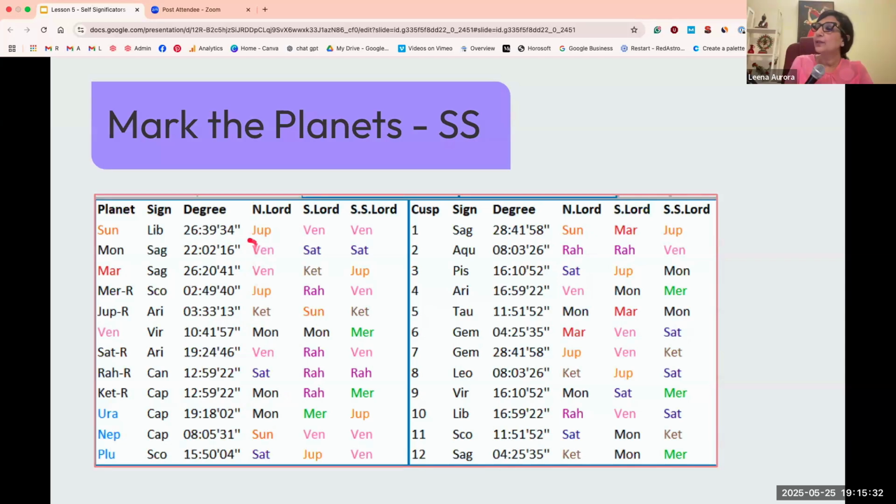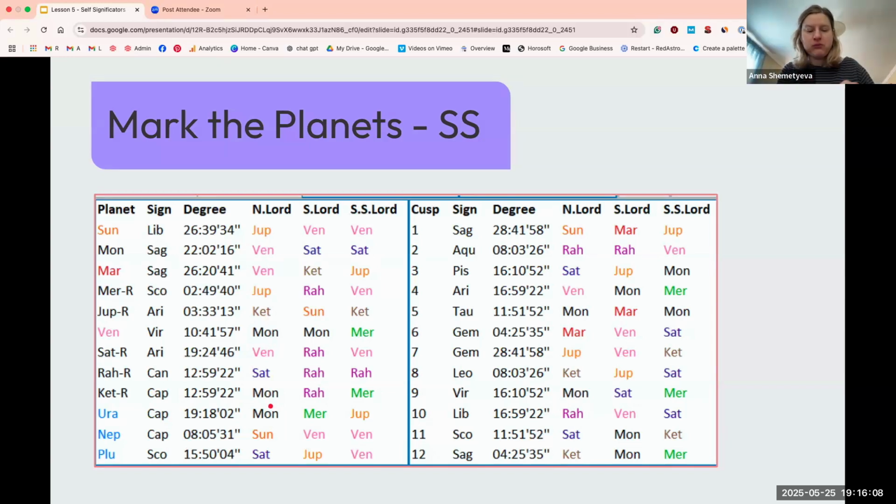Then comes Jupiter. Jupiter is there. Then comes Saturn. Saturn is here. Mercury is not here. So write down Mercury also. Now this is the first parameter. If you don't see any planet as a Nakshatra Lord, that is a self-significator. This is parameter 1. According to the first parameter, we have only Sun, then Rahu, Mercury, and Mars also.